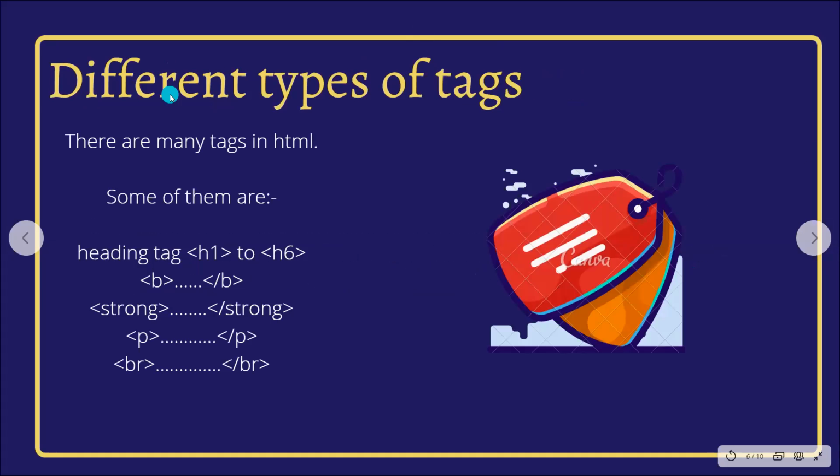Now let's move to another one, different types of tags. We have covered it. There are many different types of tags. Some of them are H1 to H6, that is header tag. We have also covered the bold tag. We have also covered a strong tag. We also have covered paragraph tag, and we also have covered BR tag.